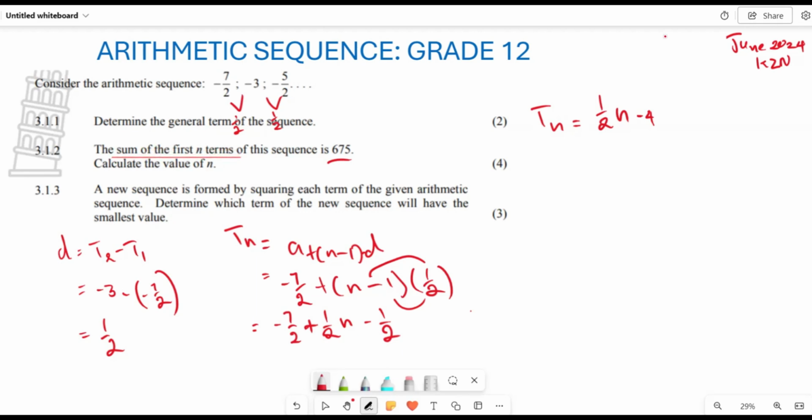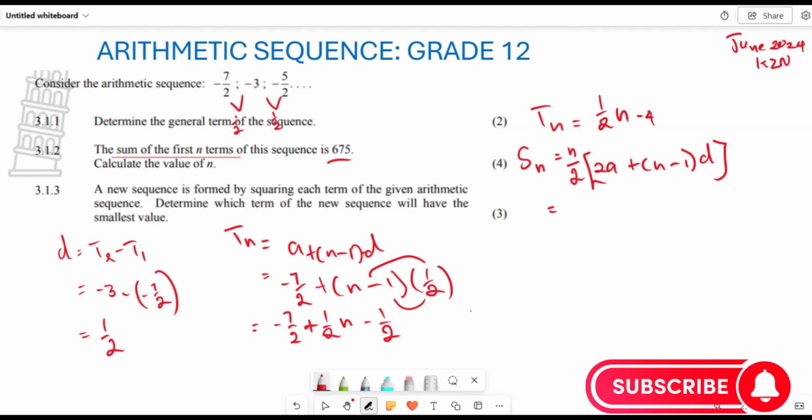So here we are going to use our Sn formula, our sum formula, which is Sn equals n over 2 into brackets 2a plus n subtract 1, d, close bracket. Now what is going to be your n?